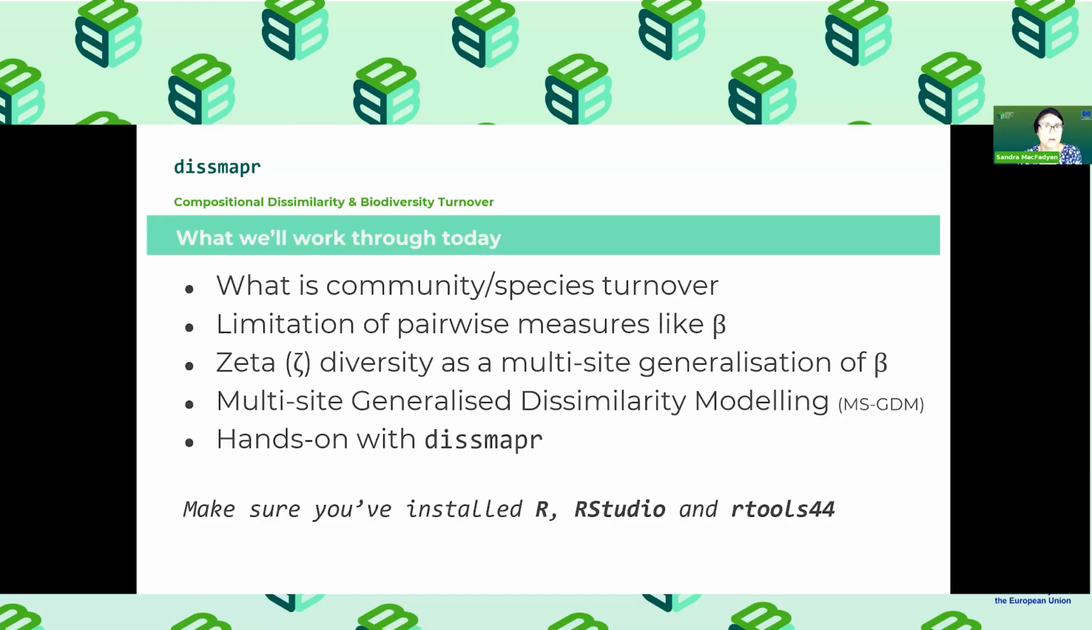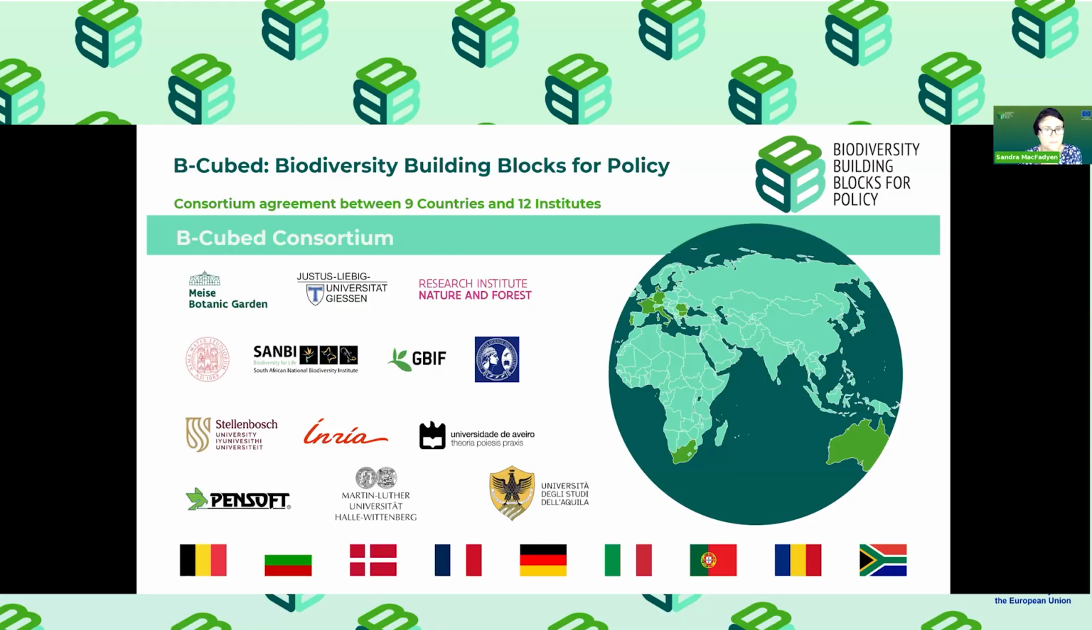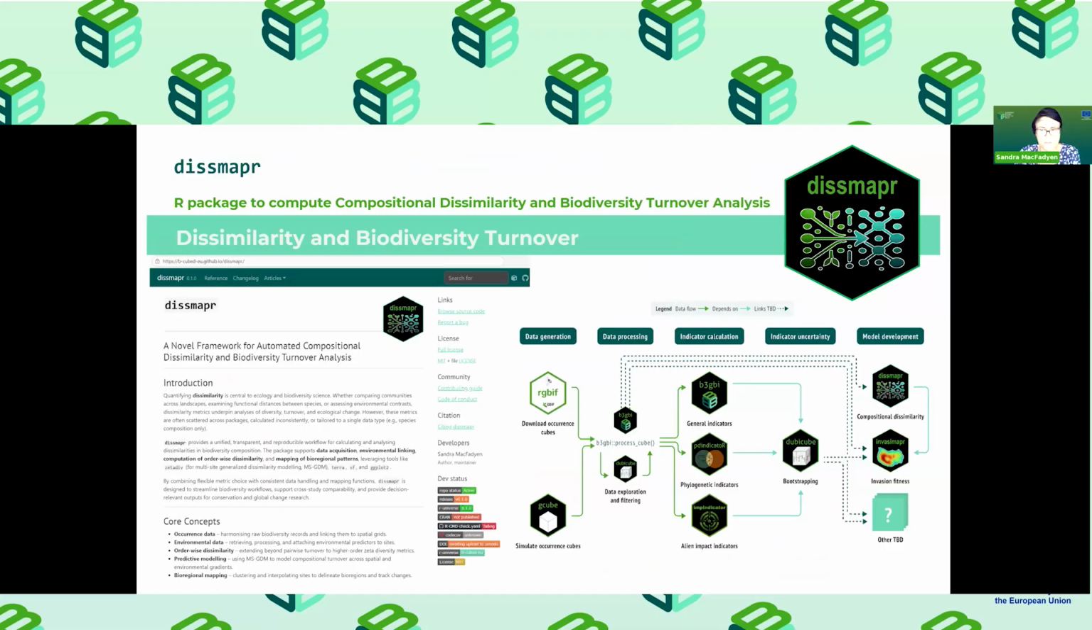All right, so Christina has also already told you that we're part of this B-Cubed project, which is Biodiversity Building Blocks for Policy. What's exciting about it is that it's made up of 9 different countries and 12 different institutes, which I think is quite a feat. And this is part of the B3 verse, which has come out of this B-Cubed project. I'm going to be talking today about compositional dissimilarity, the dissmapr package.